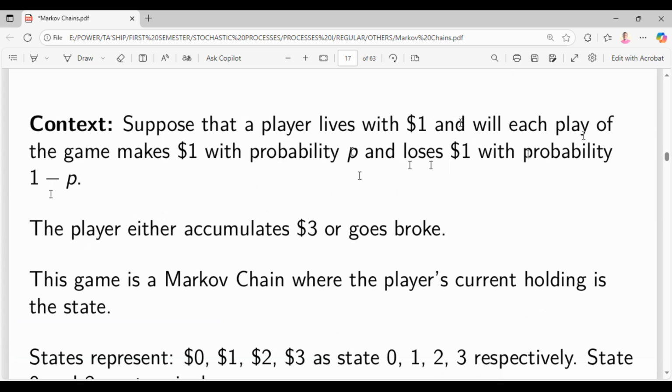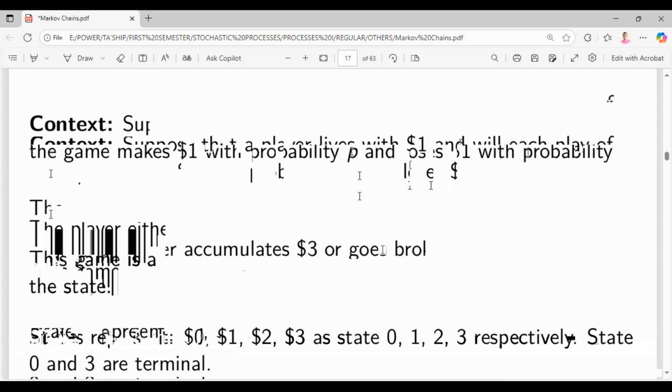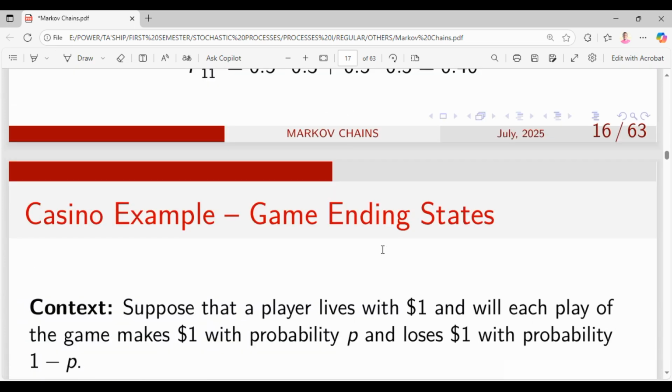In this video we just stop here, and we've looked at several examples on transition probability matrices.